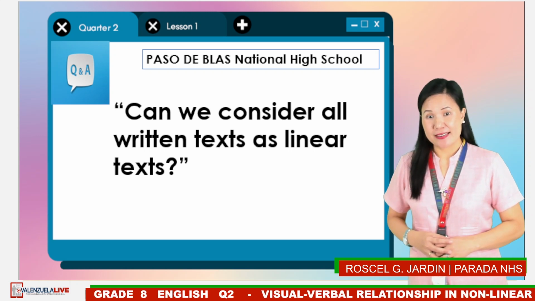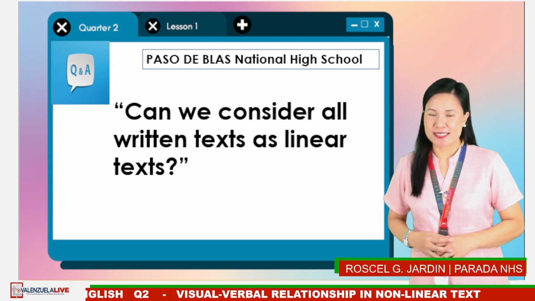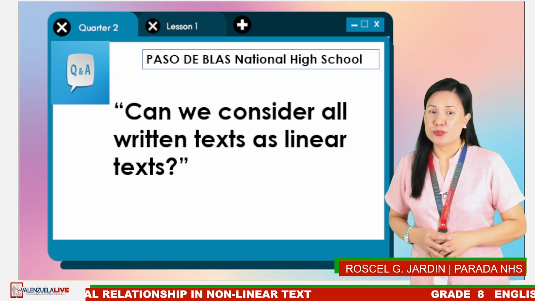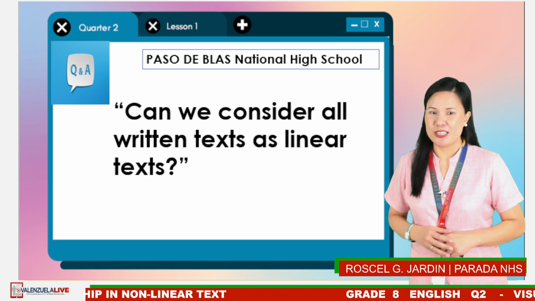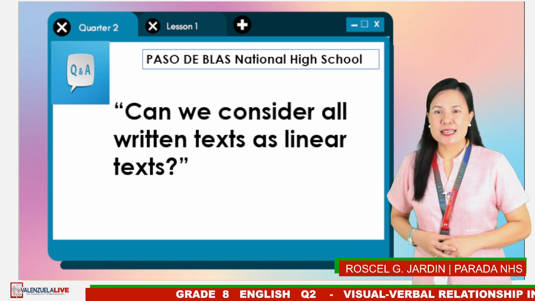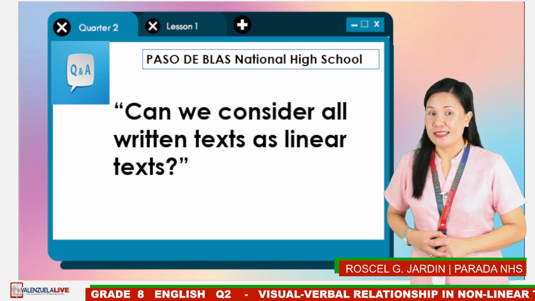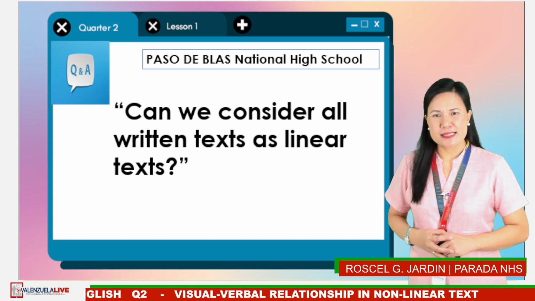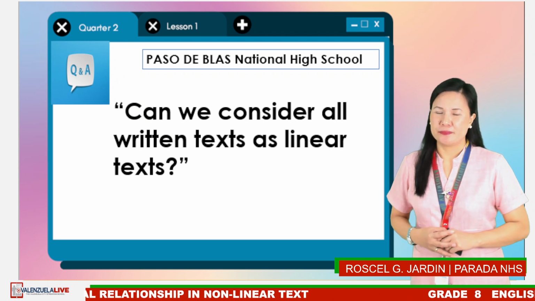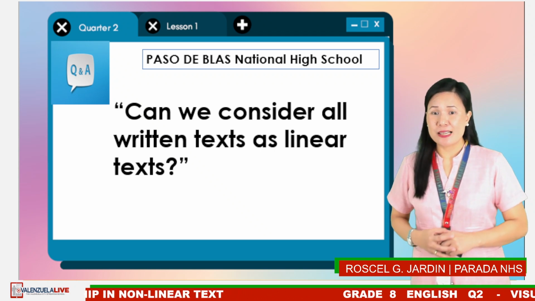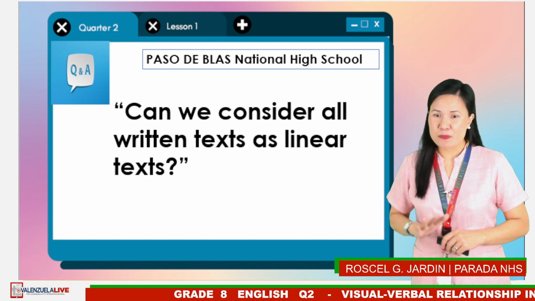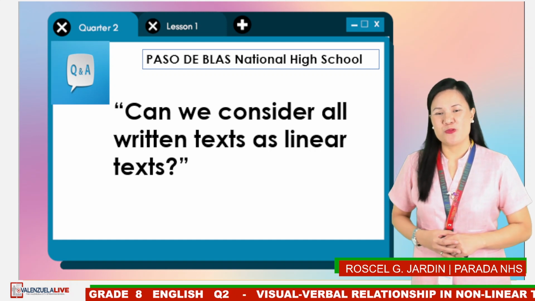Nonlinear text, on the other hand, is the opposite, as its name suggests. It is non-sequential. In other words, the readers do not have to go through from the beginning to end in order to make sense of the text. With that definition, we can say that not all texts can be considered linear. In fact, any text that is not read from beginning to the end falls under non-linear. For example, consider an encyclopedia or a telephone directory. We do not read them from the beginning to end. We skim through them to get the specific information we need.